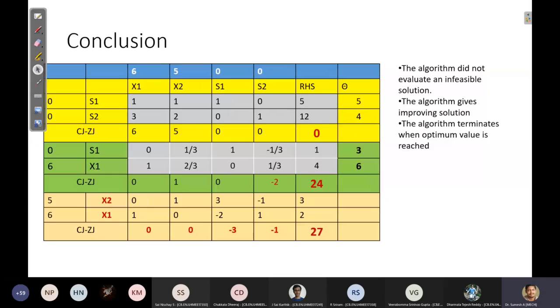Is that clear? Okay, so the algorithm does not evaluate an infeasible solution. The algorithm gives an improving solution. The algorithm terminates when the optimum value is reached.